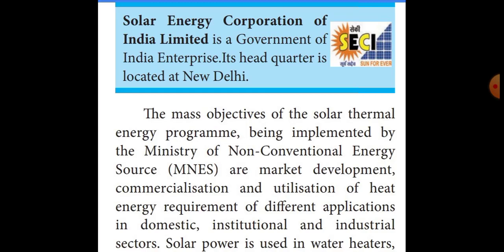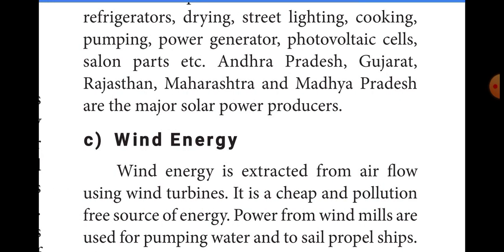Then mostly the solar power stations are formed in the states of Andhra Pradesh, Gujarat, Rajasthan, Maharashtra, and Madhya Pradesh. Thus the major solar power producing states are Andhra Pradesh, Gujarat, Rajasthan, Maharashtra, and Madhya Pradesh.